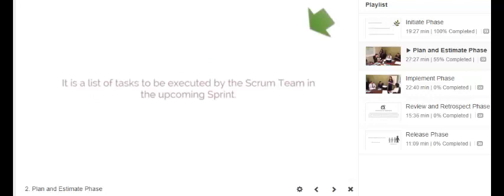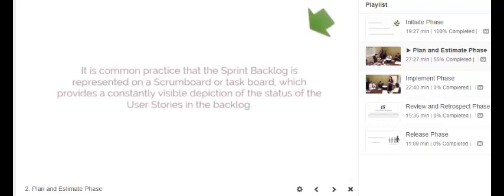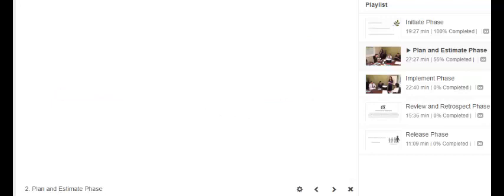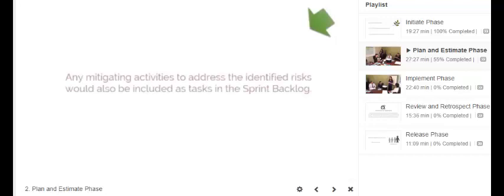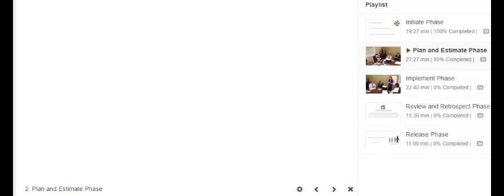It is a list of tasks to be executed by the Scrum team in the upcoming sprint. It is common practice that the sprint backlog is represented on a Scrum board or task board, which provides a constantly visible depiction of the status of the user stories in the backlog. Also included in the sprint backlog are risks associated with the various tasks. Any mitigating activities to address the identified risks would also be included as tasks in the sprint backlog.